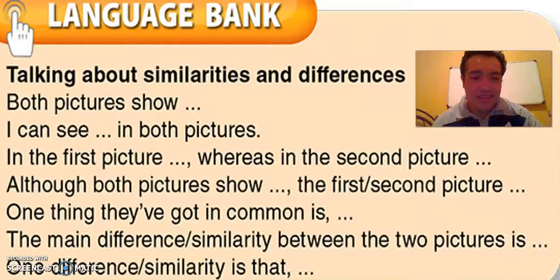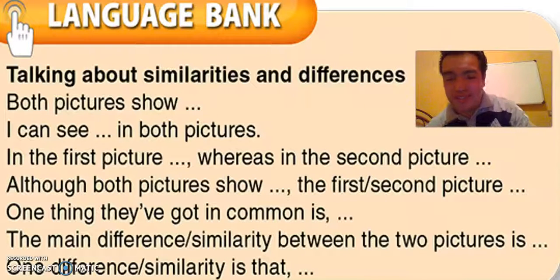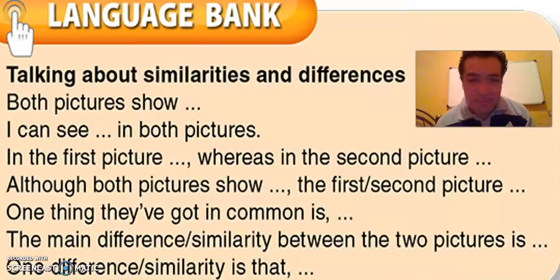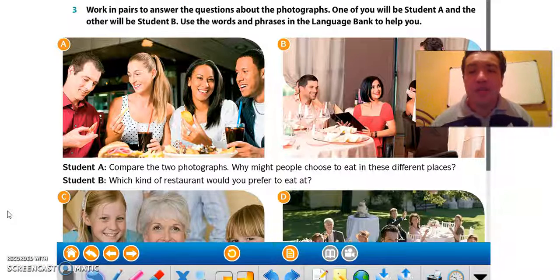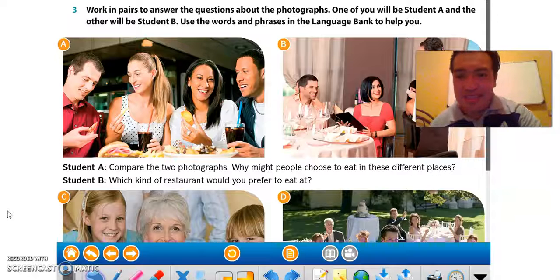This one. The main similarity between the two pictures is... Let's remember again. The main similarity between the two pictures is... Now, here we go. We have two pictures. We can say the main similarity between these two pictures is that they are in a restaurant, they are eating food, they are ordering food, and they are having fun.